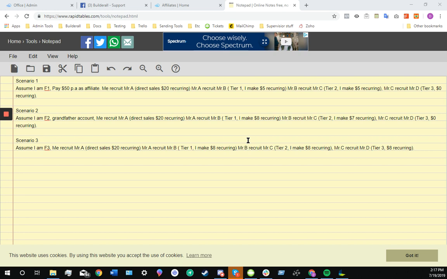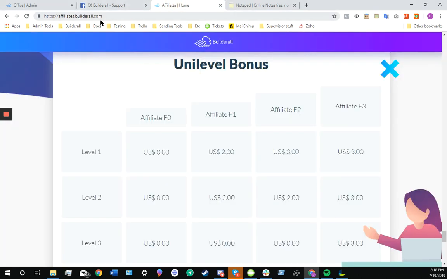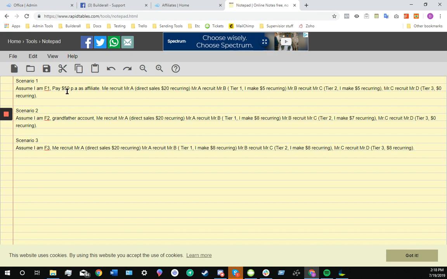So, what am I getting at here? I have this page here, and this is a very good resource for you to use in understanding how your commissions will be generated. It's Affiliates.builderall.com. I will be leaving this in the ticket as well. So let me go ahead and run through your scenarios. I will separate out each part of the scenario so that it's a lot easier for me to explain.